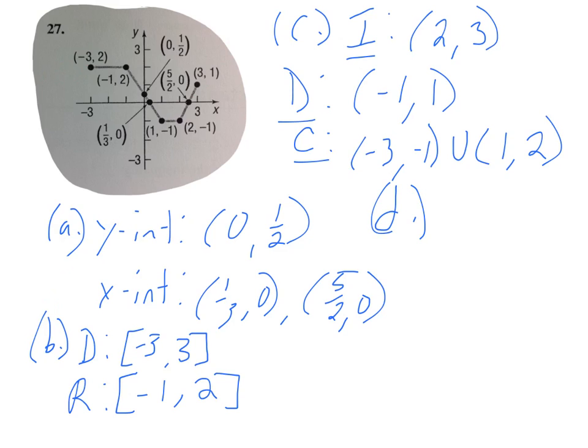And lastly part D. Is it even, odd, or neither? Does it look like it has any type of symmetry? No, so it is neither. All right, so that's number 27 from your homework. A, B, C, and D all answered.